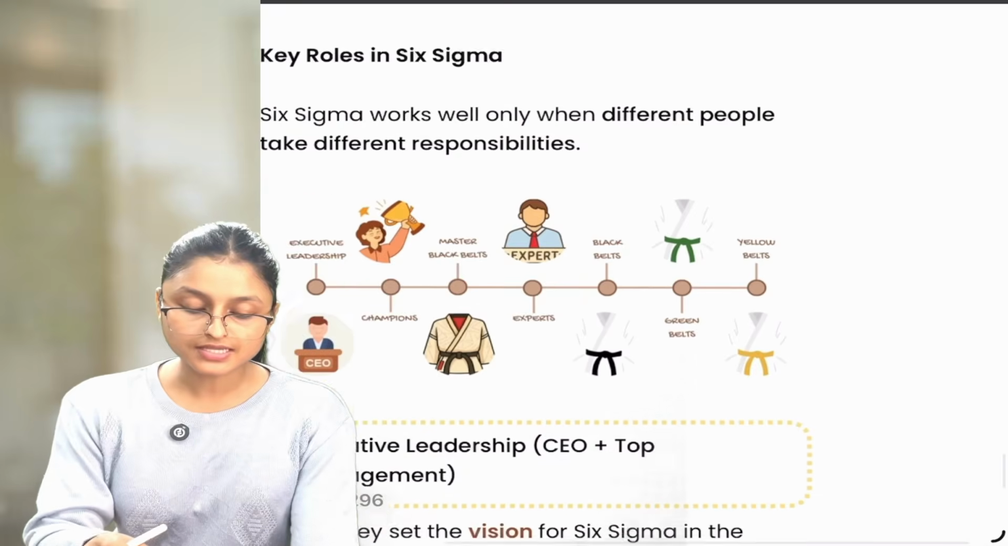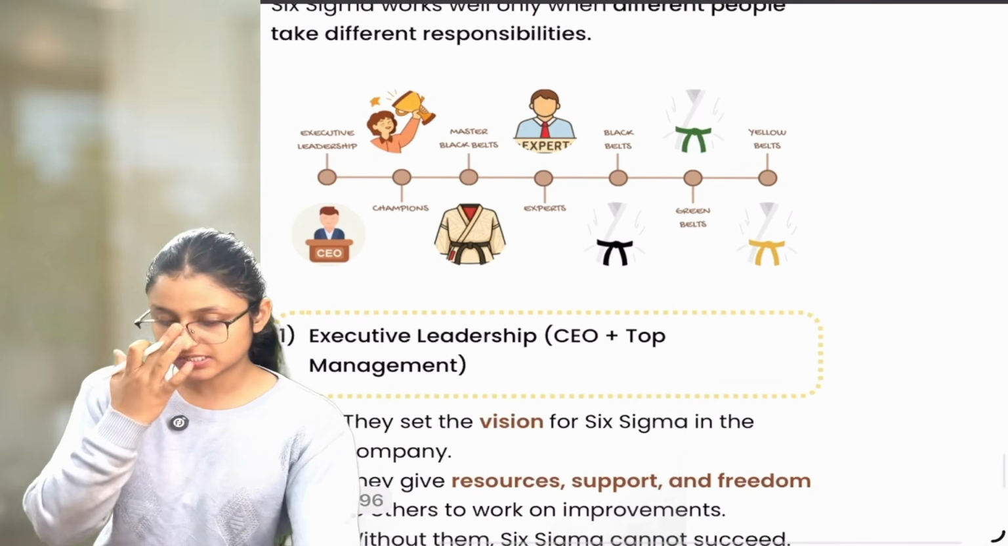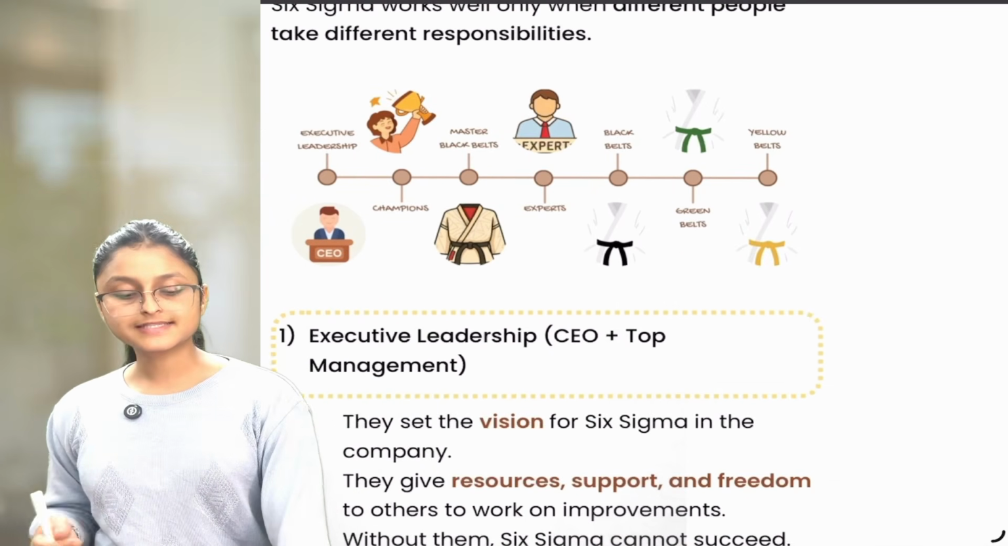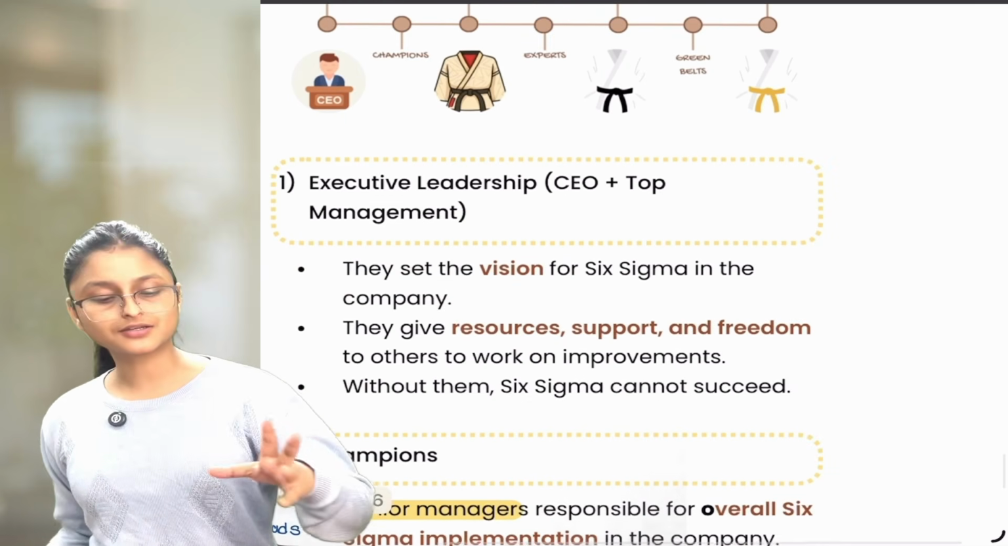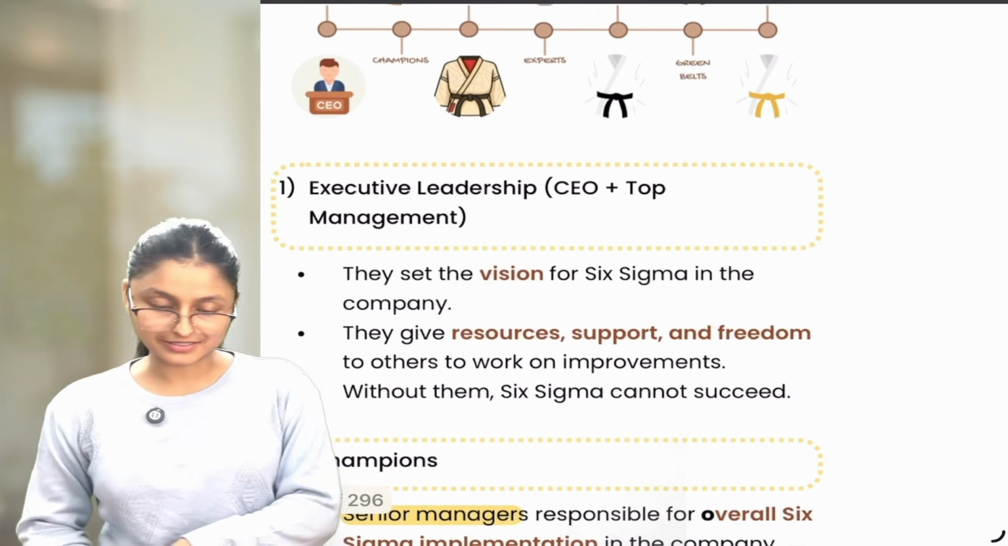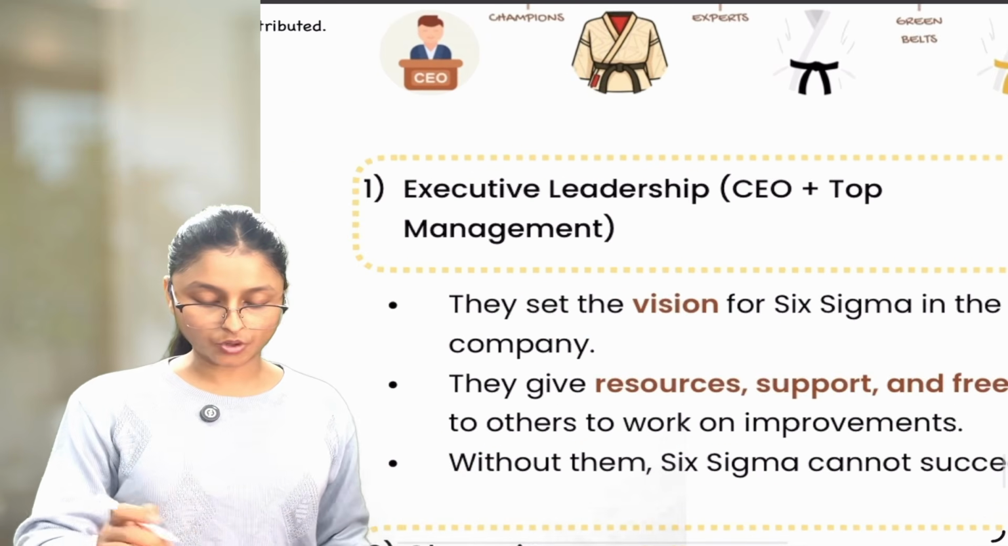Done. So these are the 7 different types of roles inside Six Sigma. Let's understand them one by one. We have already understood that, it is only what is written inside. Let's just once read it all.